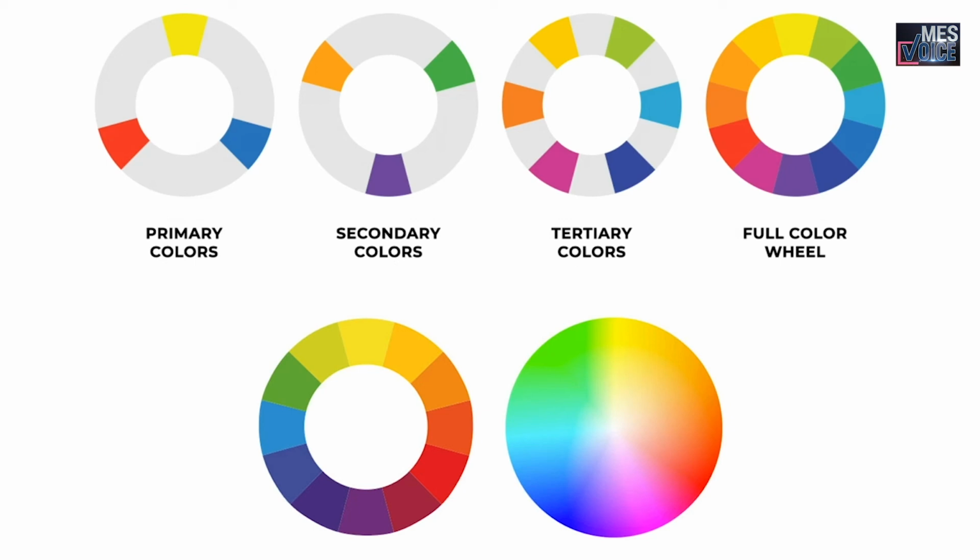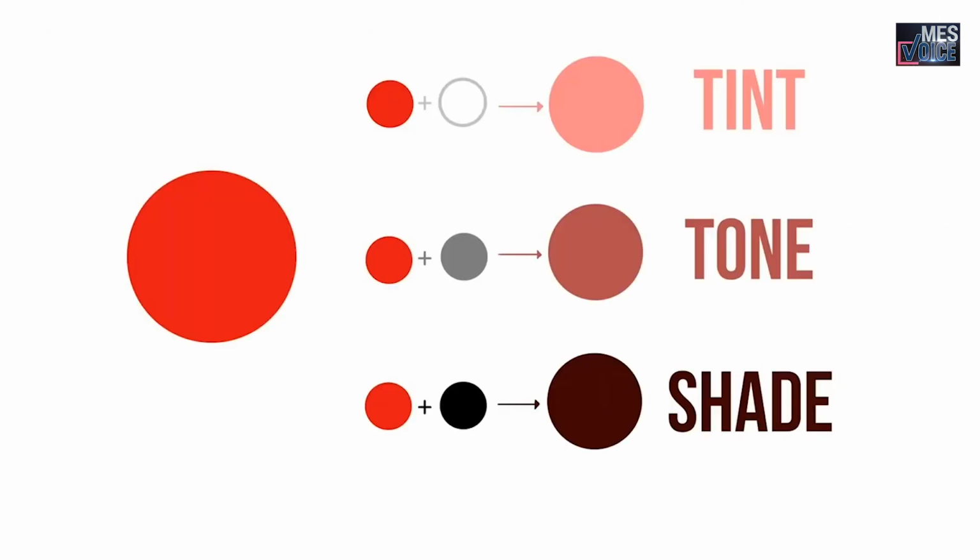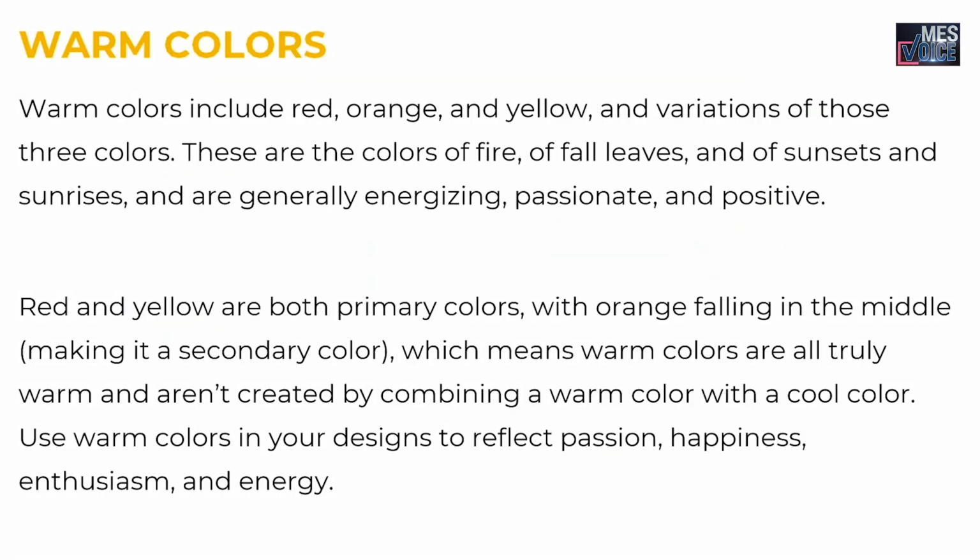If we separate the color wheel, we will get two categories, warm colors and cool colors. Warm colors include red, orange, yellow, and variations of those three colors. These are the colors of fire, of fall leaves, and of sunsets and sunrises, and are generally energizing, passionate, and positive. Red and yellow are both primary colors, with orange falling in the middle, which means warm colors are truly warm.